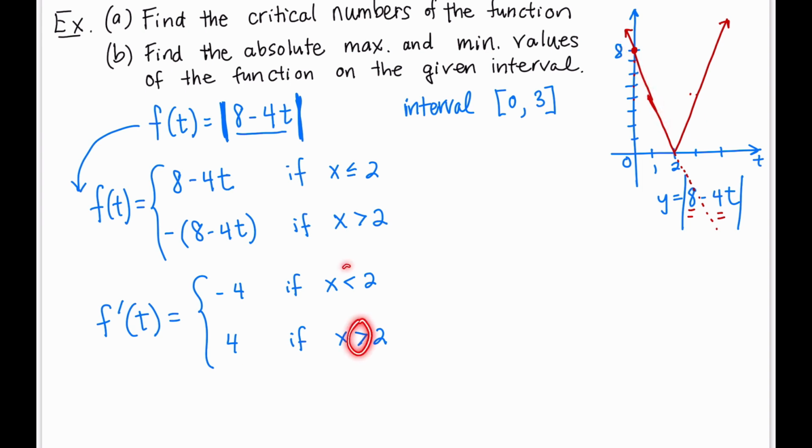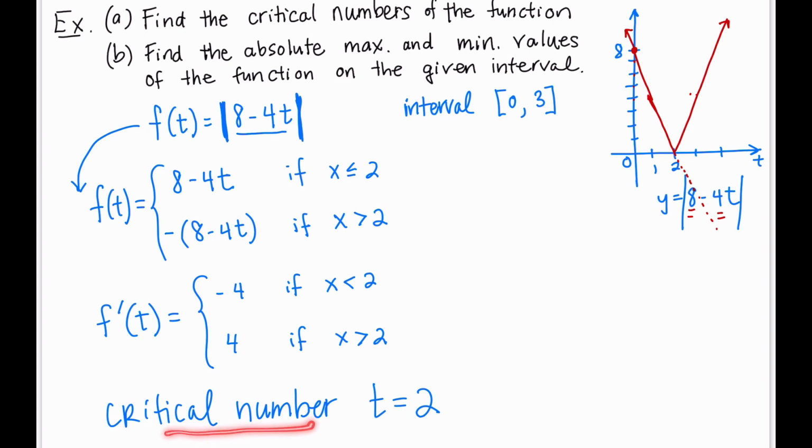But undefined when x is equal to 2. This also tells us that there are no values at which the derivative is equal to 0. So this means that there's only one critical number, and the critical number is actually just x equal to 2. It occurs right where that sharp point is. The derivative is undefined, therefore that is a critical number.